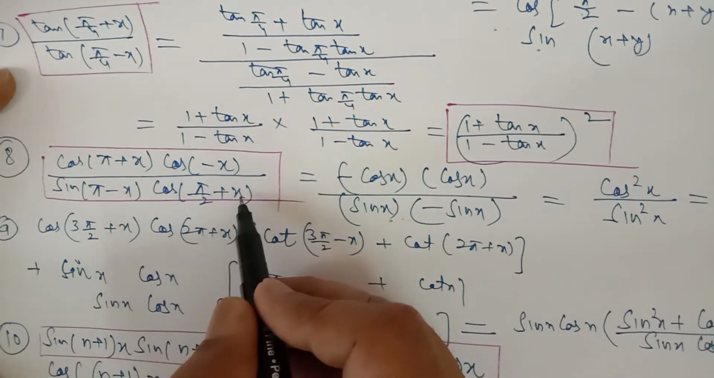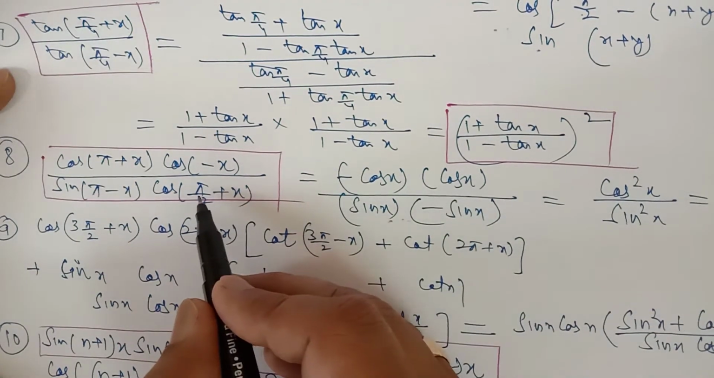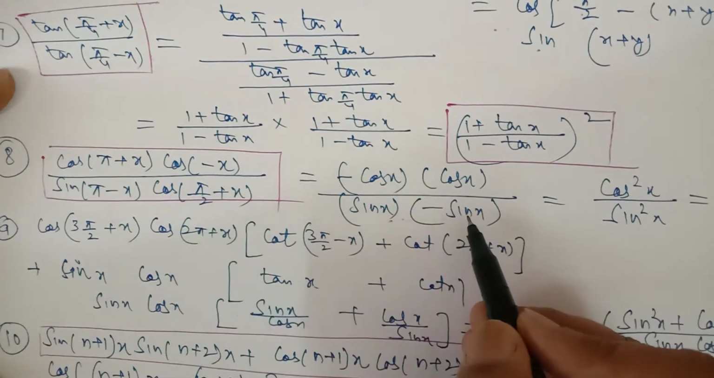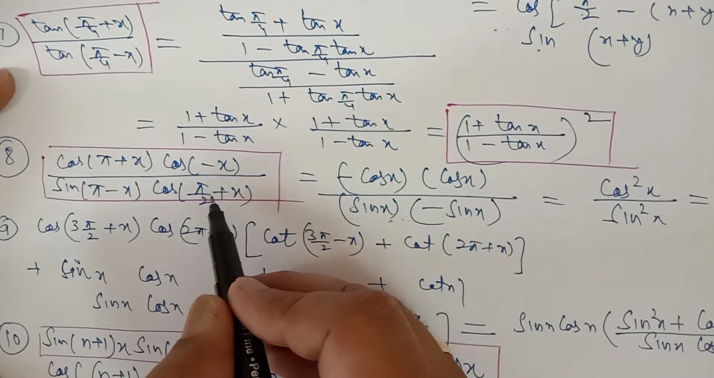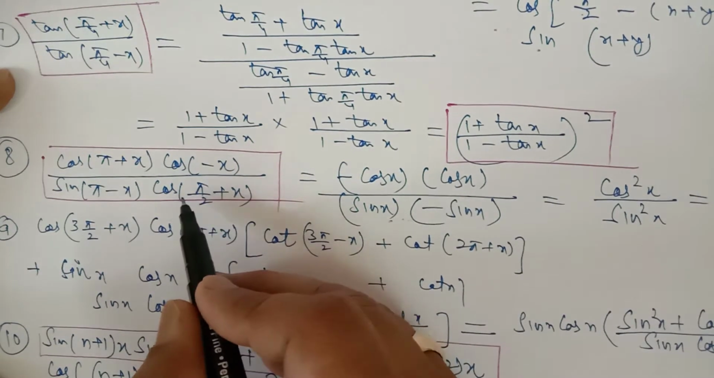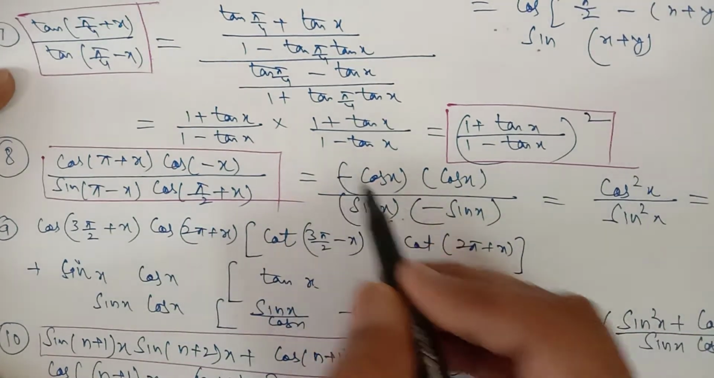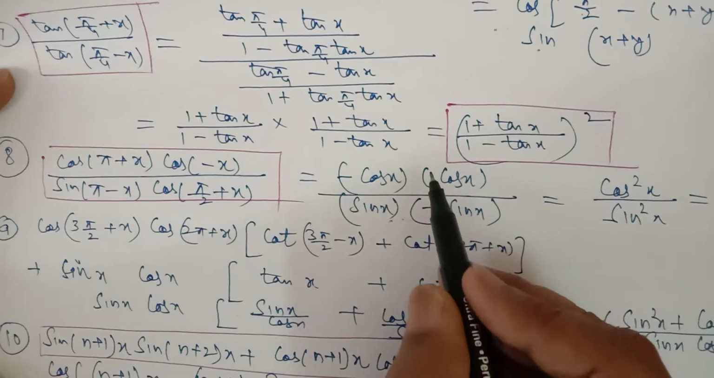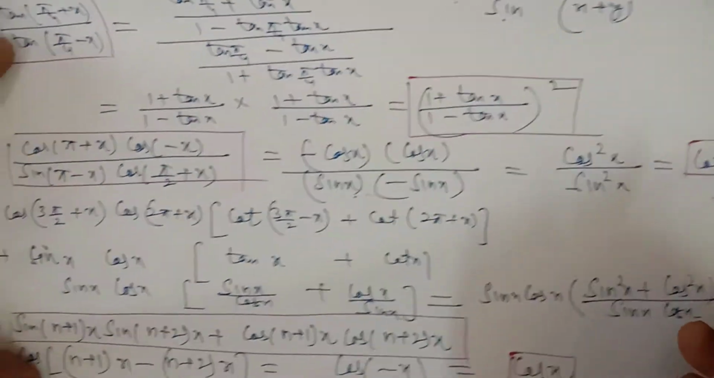Cos(90 plus x) means the second quadrant. In the second quadrant, cos is negative, and in a 90-degree angle, the trigonometric ratio changes. That is, cos will become sin for 90 and 270, and the trigonometric ratio remains the same for 180 and 360. So for 90 plus x, second quadrant, cos is negative, and the ratio will change. The negative signs will cancel out. Cos square upon sin square is equal to tan square x.